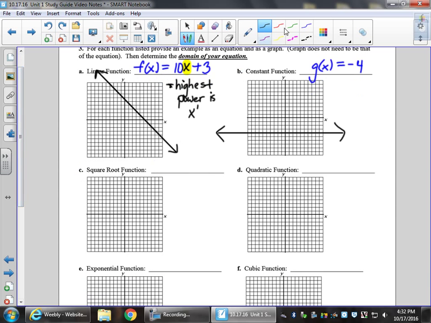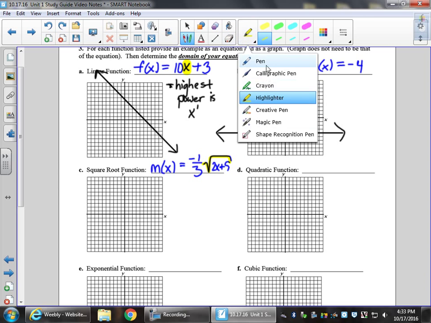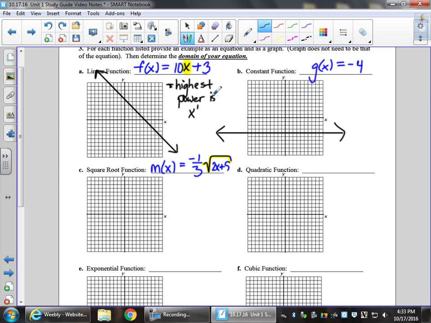Square root function means a function with a square root. So, for example, play around with the letters. Let's say m of x equals, I don't know, -1/3, just totally making this up right now, square root of 2x plus 5. That would be a square root function because it has a, drum roll please, square root. The sketch of a square root function looks something like a start point and an arc.